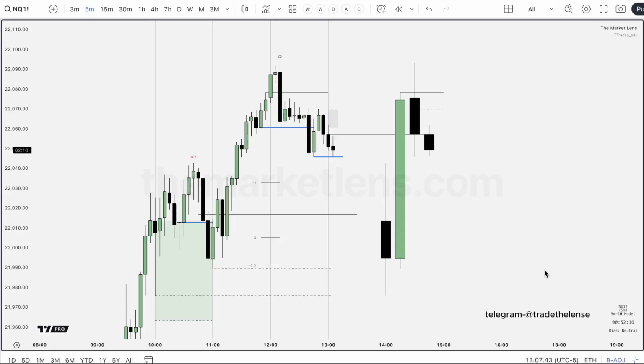Let's see. Remember, gold opened 9 a.m. and oil 8:20, not 9:30 last night. Yeah, they open at different times. They're just not that volatile.